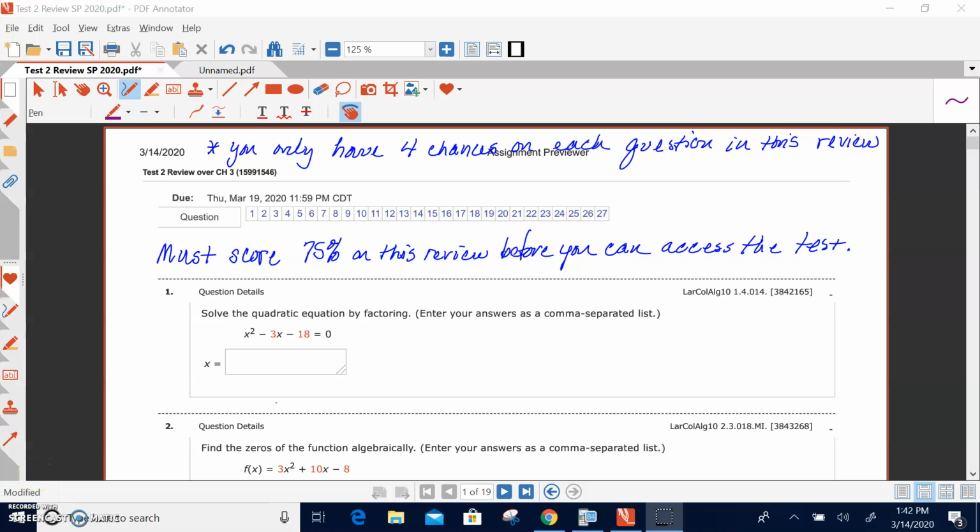Hey guys, how about we get started on this test review? On this review that's located in WebAssign, when you're working on it, you're going to realize that you only have 4 chances on each question as you work through the review. So you want to be really careful regarding your attempts on each question. That's why it'd be best to watch these videos before you start your review.